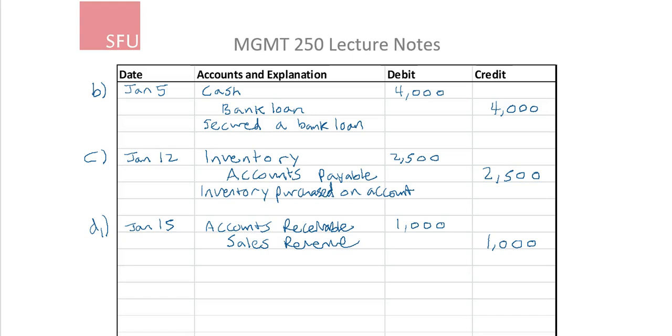And we're going to make a brief description. Merchandise sold on account.